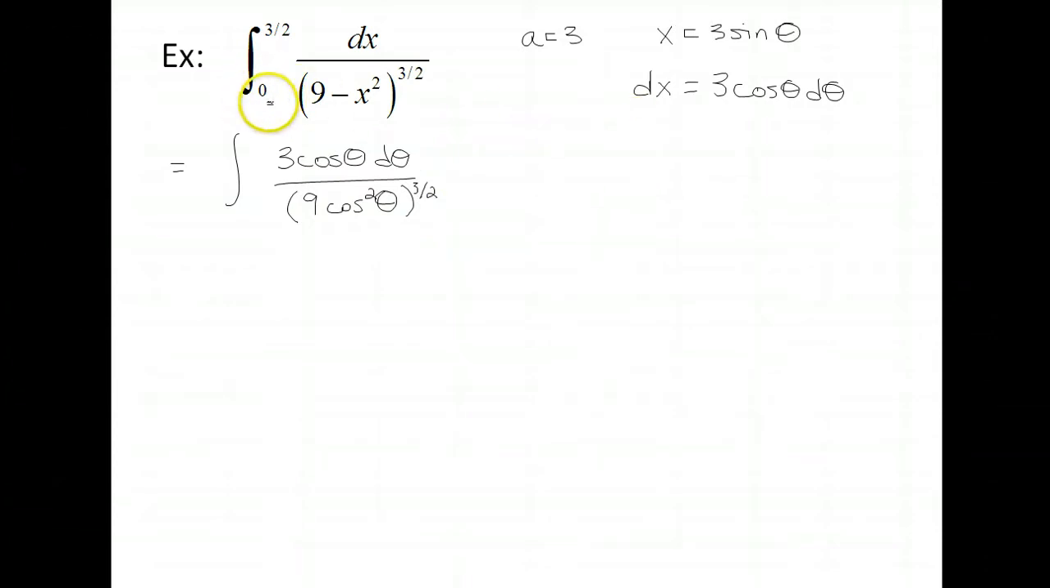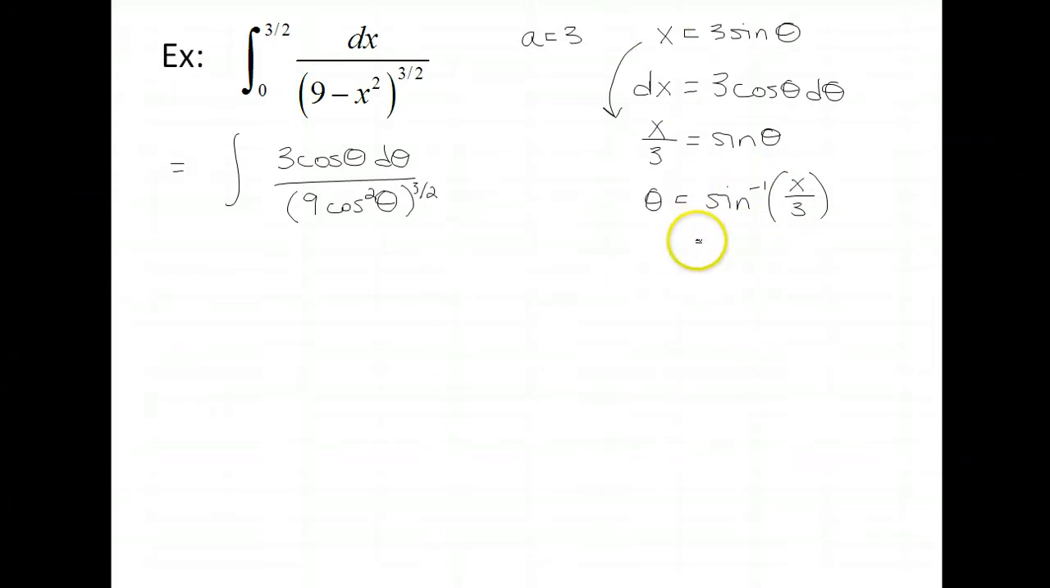So what happens now when x is equal to 0? Well, it may be good to think about the fact that our x and theta are related via this relationship here. x is equal to 3 sine theta. So x over 3 is equal to sine theta, which means also that theta is equal to sine inverse of x over 3. And this is good because we know a value of x, and we're trying to figure out what theta needs to be when we know x.